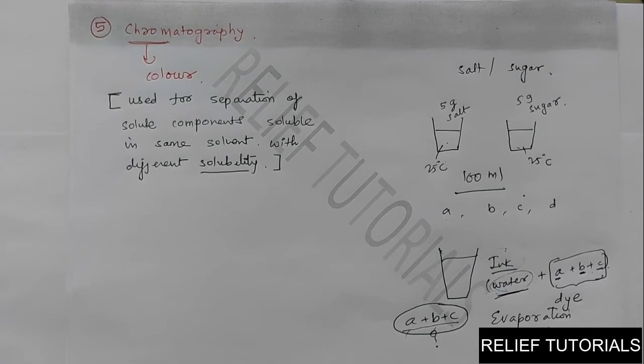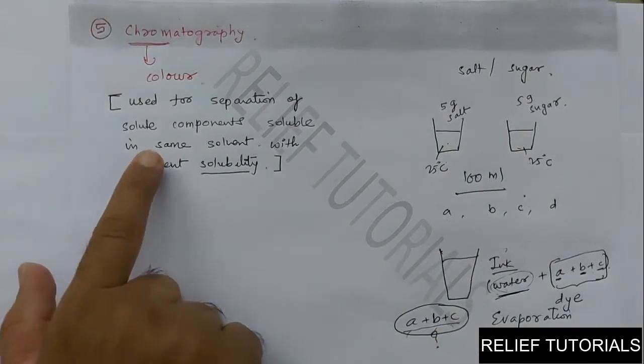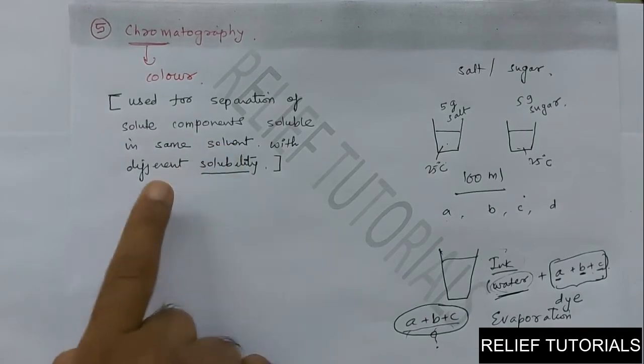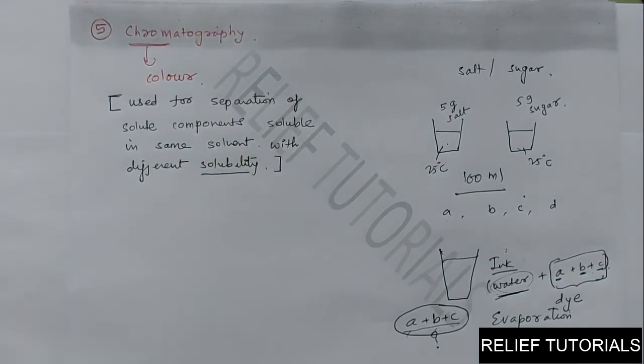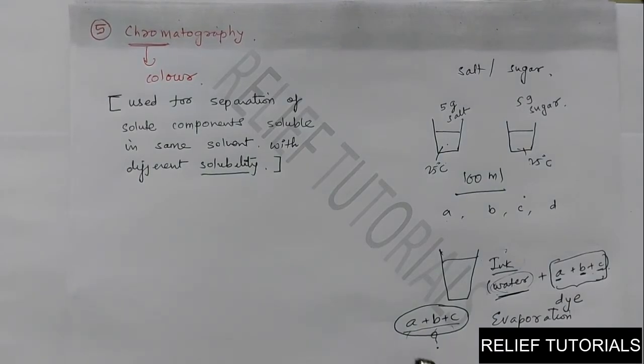We know that all these three are soluble in the same solvent, but their solubility is always different. So for such a type of mixture, we have the process called chromatography, and actually the process which we are going to study here was first used for the separation of dyes only, in practical life also. That is why the name is given as chromatography.